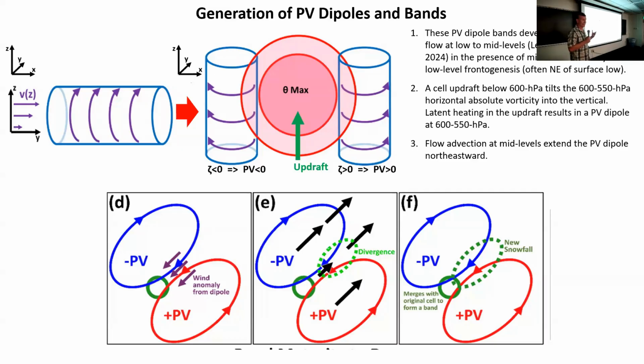The next challenge is seeing this more in observations. We have some observational evidence. We see this in radar with these bands, but we need more thermodynamic data. With that, I'll end. I'll take a question or two. Thank you.